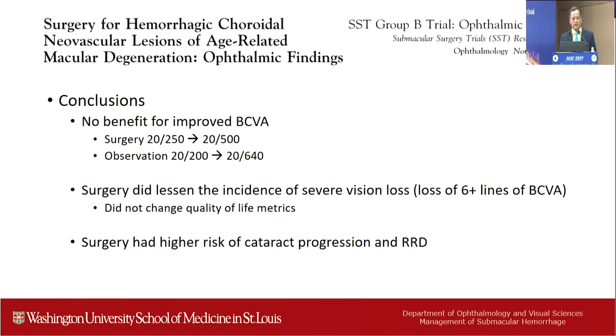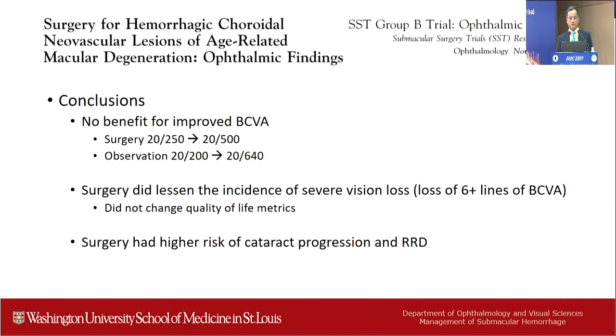But based on this, the submacular surgery trials were designed. And when you did this submacular surgery, and there were multiple groups I won't go into, what the trial showed was that submacular surgery, as it was done then, with removal of the choroidal neovascular membranes, was not beneficial. That was ultimately the conclusion. And then there were complications of surgery, of course, with cataract progression and rhegmatogenous retinal detachments. But the one nugget was that it did reduce, at that time, the risk of severe vision loss as defined by 6 lines of vision or more.